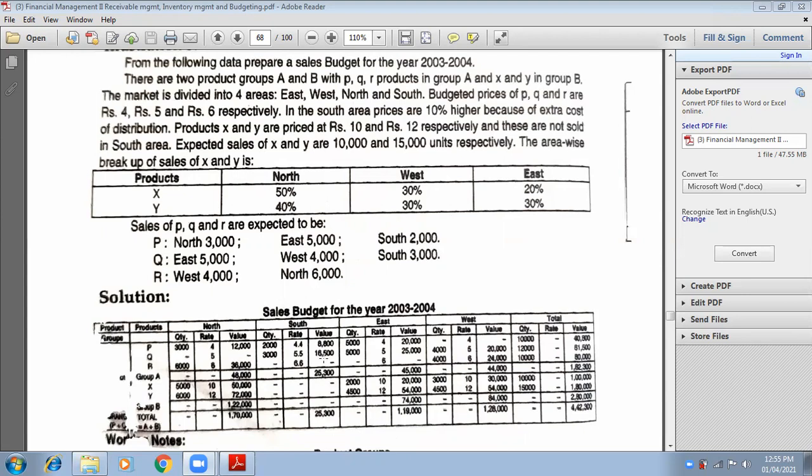So now you have to start with X and Y. Below that you need to write X and then next line Y. Come to the next column, come to the next product X.